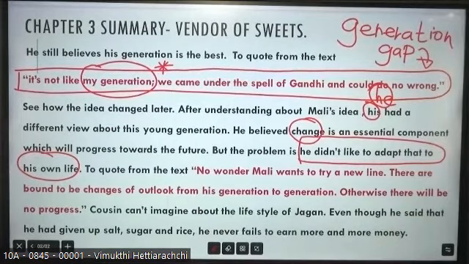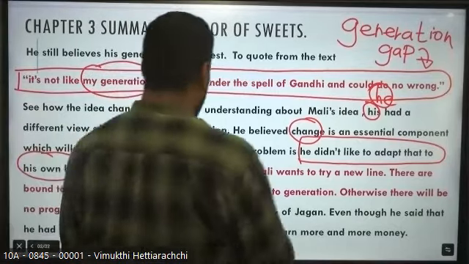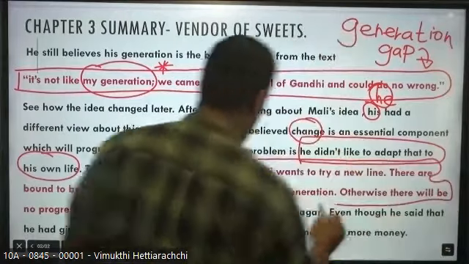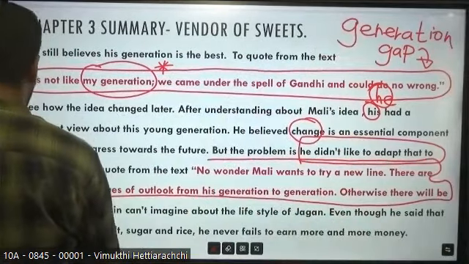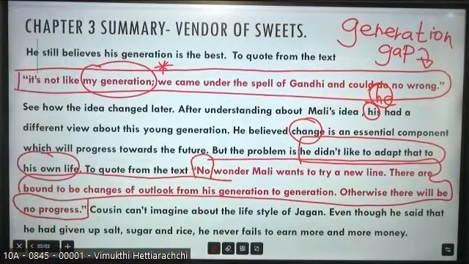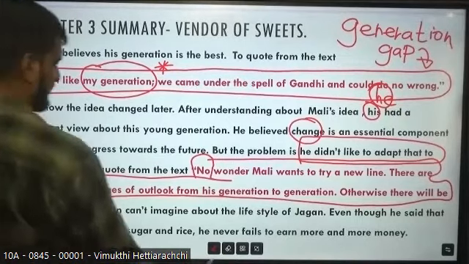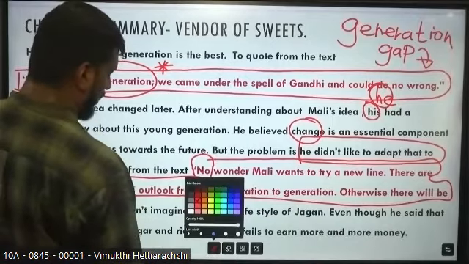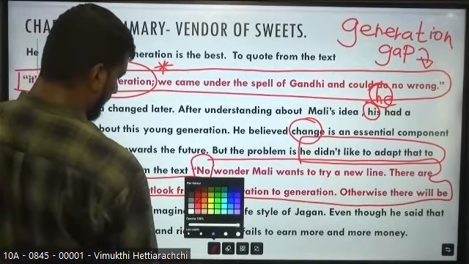To quote from the text, no wonder Mali wants to try a new line. There are bound to be changes of outlook from generation to generation. Otherwise, there will be no progress. So this is very much contradictory, very much ironical. As a person, he says that people should change, all generations should change. Even though he said like that, he did not change. These are the important things that you have to highlight, my dear students. Make sure to remember. He did not change. This was the problem.